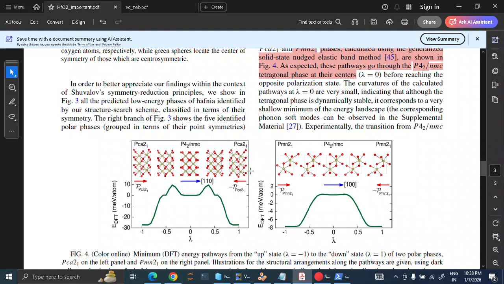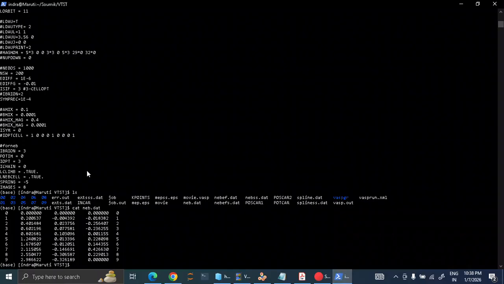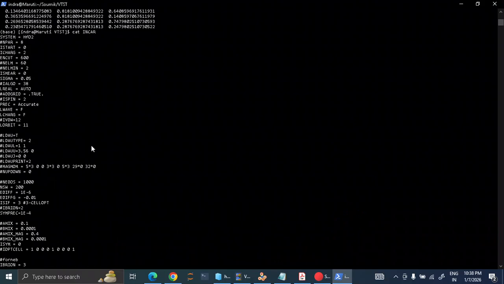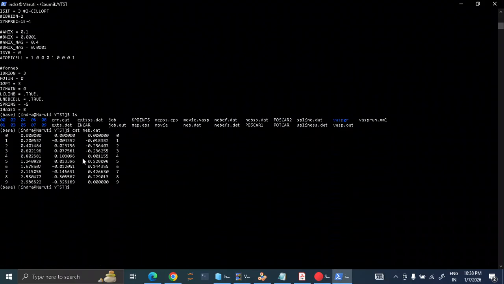So you should follow these INCAR tags carefully. And also I want to mention that you should use a VASP version higher than 5, otherwise VTST cannot work properly.